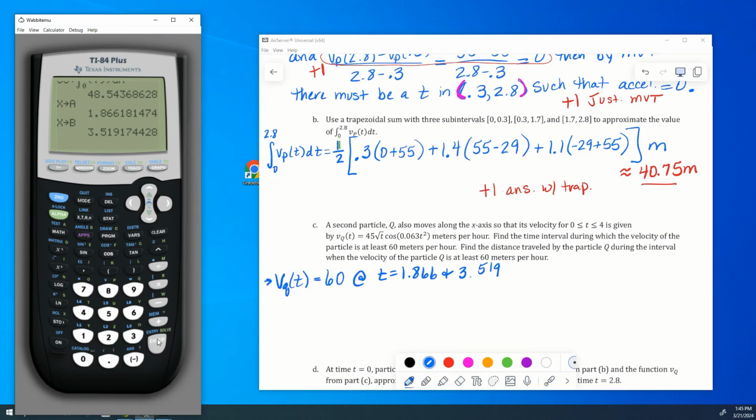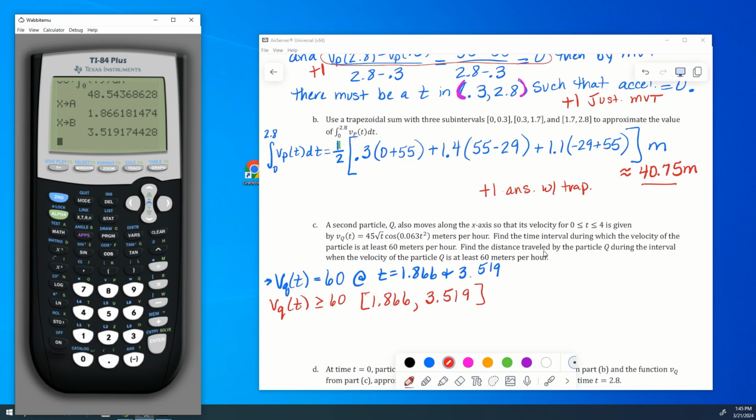So what's my answer? They said find the time in which, so I'm going to write VQ of T is greater than or equal to 60 from, does it say greater than or equal to at least 60? Okay, so from, I don't think they would be that concerned with the endpoints, whether you use an open or close there. I have that. Perfect. Now, next question. I did that. Particle is at least 60. That means greater than or equal to 60.